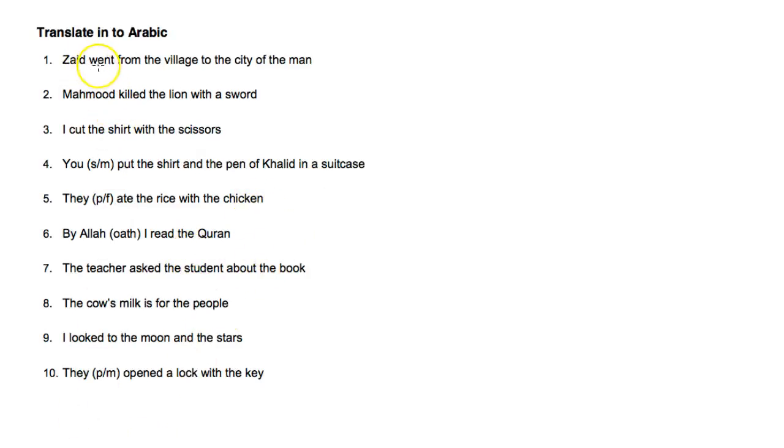So Zaid went from the village to the city. First of all, went is going to be dhahaba, and the village is going to be al-qarya, and the city is al-balad or al-madina, and the man is al-rajul. Okay, so then you put it into a sequence.